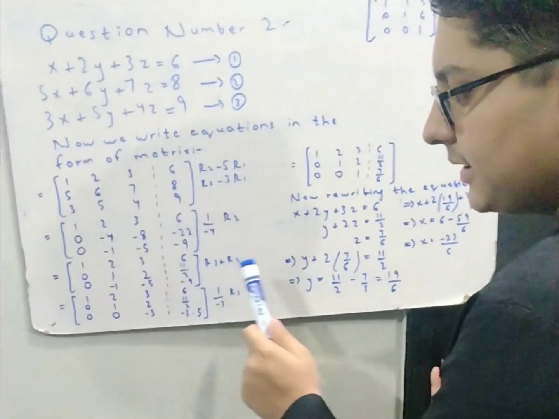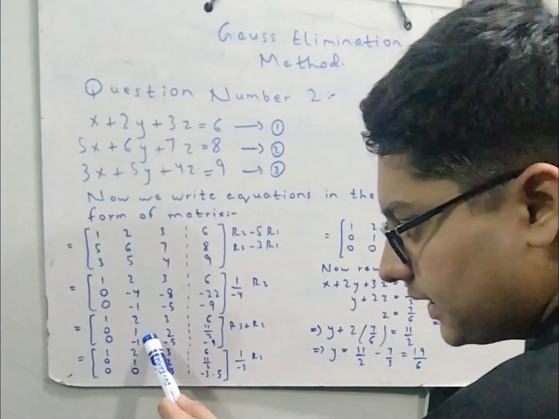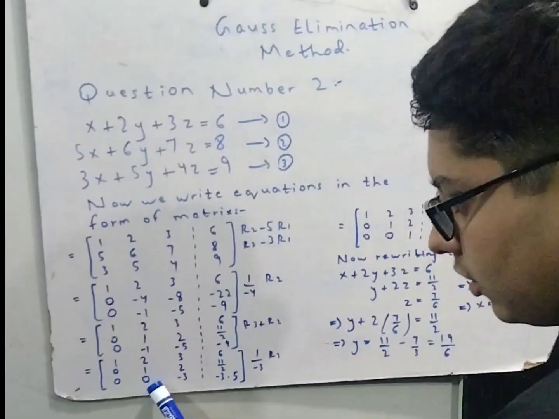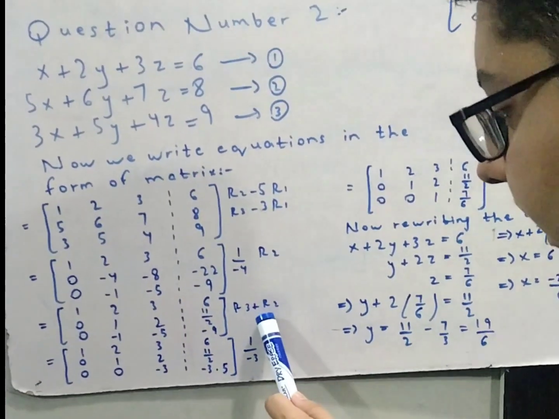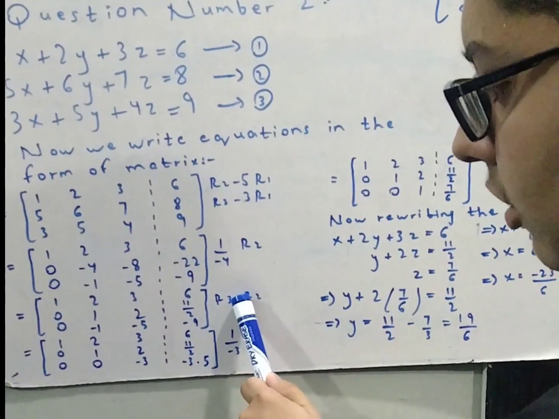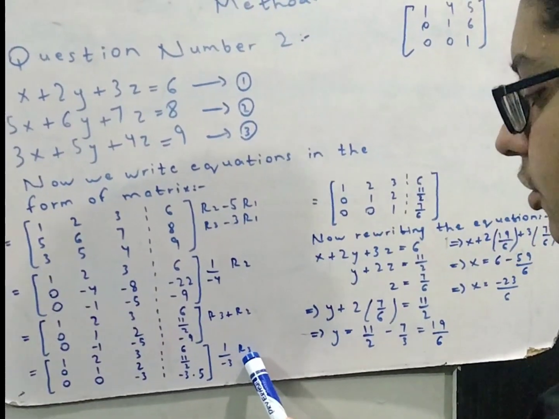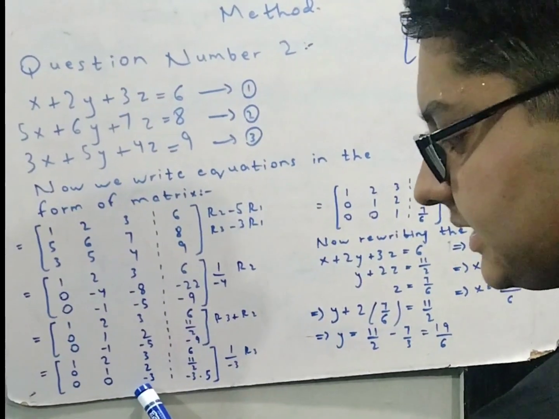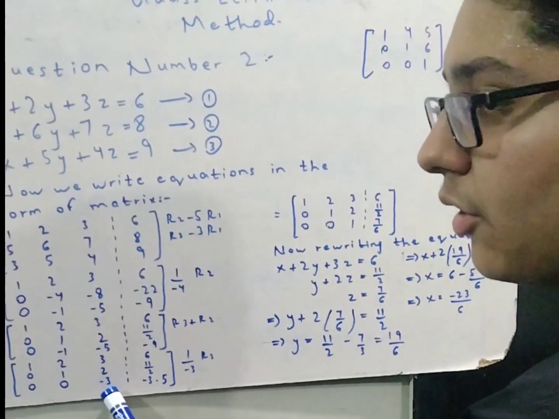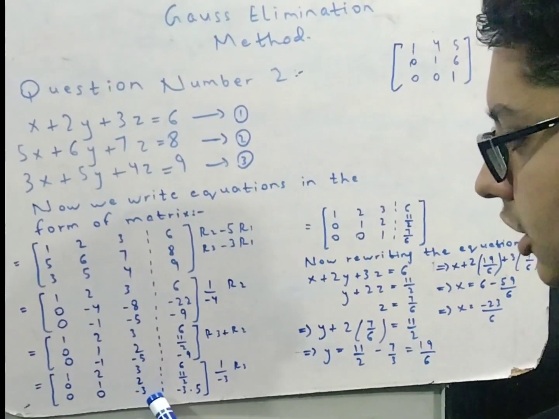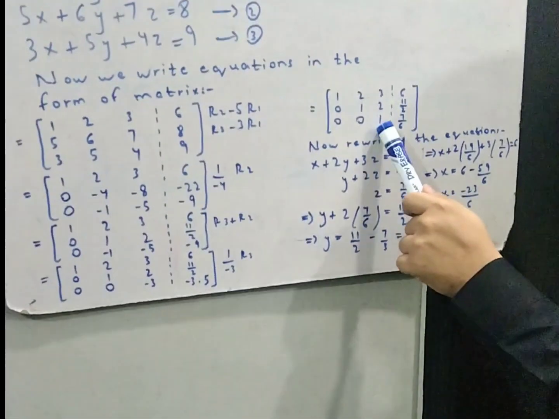Now what I am doing? Row 3 plus row 2, because minus 1 plus 1 becomes 0. So to make this element becomes 0, I make this binary operation of row 3 plus row 2. 1 upon minus 3 row 3. What I can do in this situation, because minus 3 is the main culprit and I want to remove it from this equation now. So I divide simply minus 3 from row 3 and then it becomes 1.